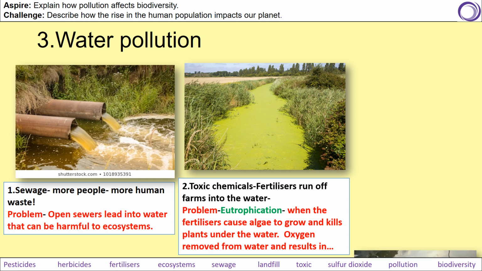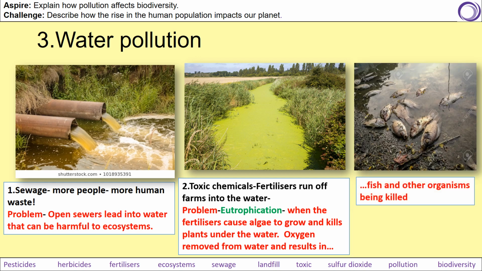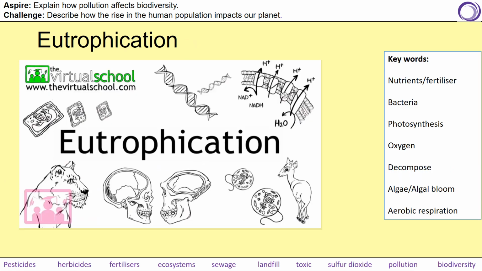When the oxygen's removed, then fish and other organisms will be killed, setting off a whole cycle of decomposition within that water. Eutrophication.